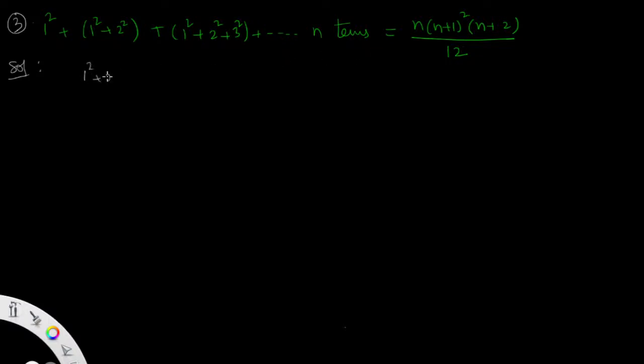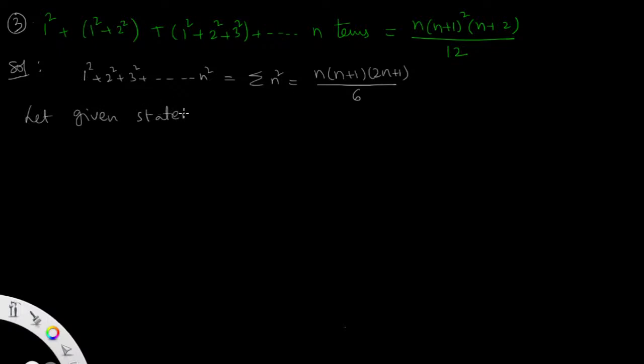The nth term means 1 square plus 2 square and so on up to n square, which means sigma n square. Sigma n square means what? The formula is n into (n plus 1) into (2n plus 1) by 6. So this is the formula for the nth term of the series. This is the summation of the squares of the first n natural numbers. So now see, let the given statement be S of n.